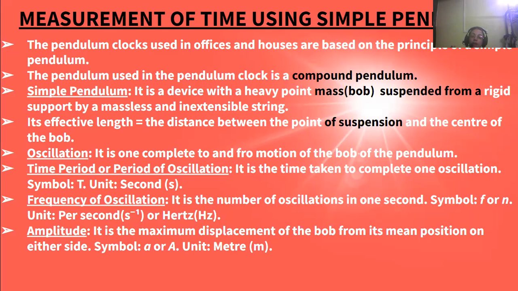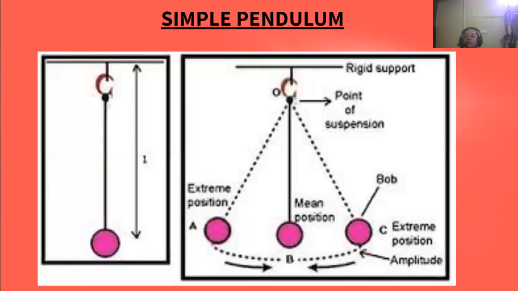Now amplitude. Amplitude is the maximum displacement of the bob from its mean position on either side. In the picture, you can see B is the mean position. So B to A, and again A to B, then B to C and C to B.